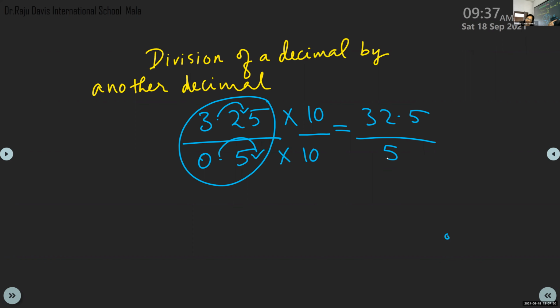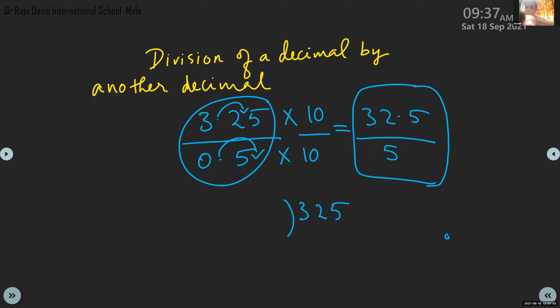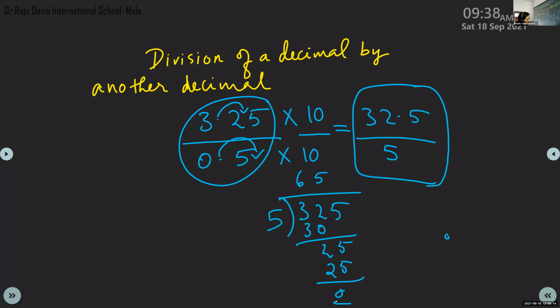Division of a decimal by a whole number. So this is our problem now. Simply divide by the whole number. We will divide as usual. 5 how many times in 32? 6 times. 6 times 5 is 30. Subtract, 2 balance. Bring down the 5, 25. 5 times. 5 times 5 is 25. So we got 65 as the answer.